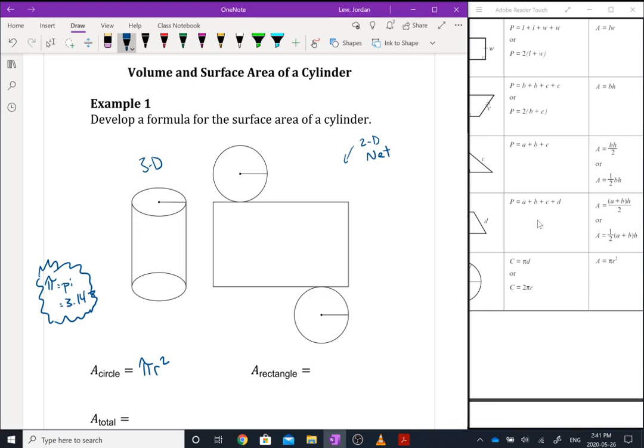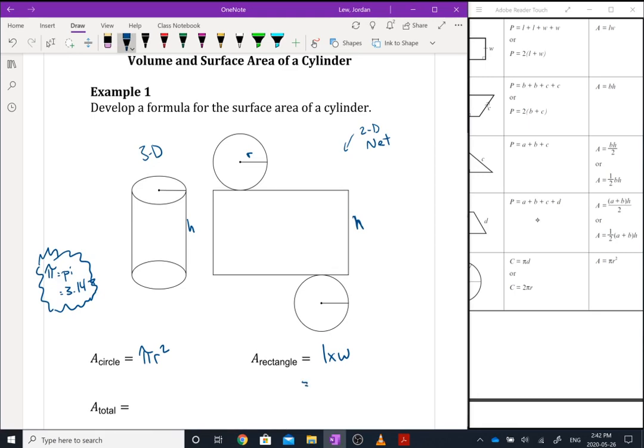The area of our rectangle is going to be a little bit different. So we do have a couple measurements here. We have the height of our cylinder, and we have our radius. So we know that a rectangle is length times width. I can say that one of those measurements is going to equal the height, because we should know the height of our cylinder. So the difference now is going to be our length.